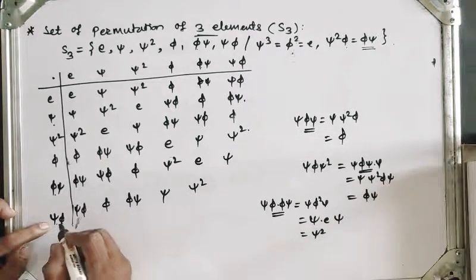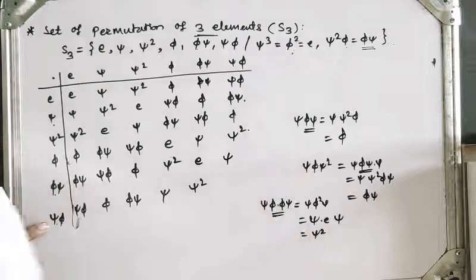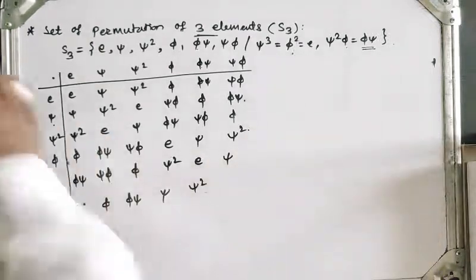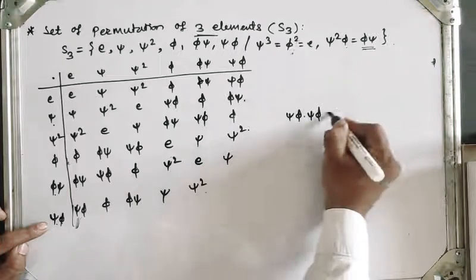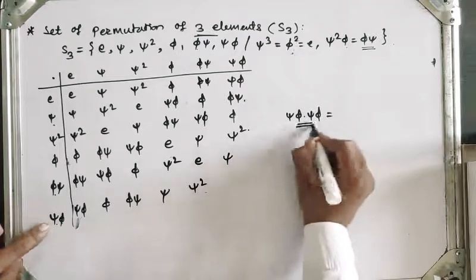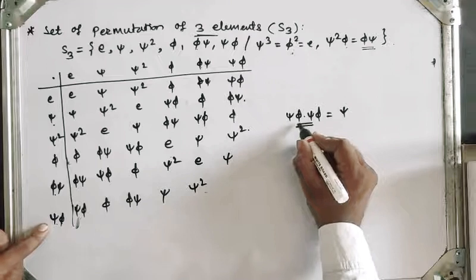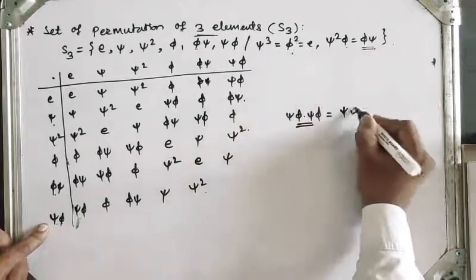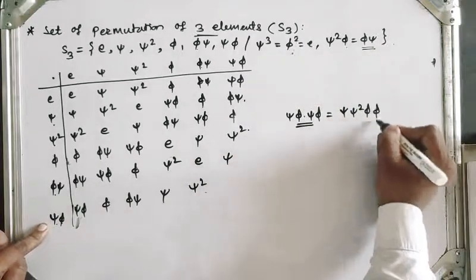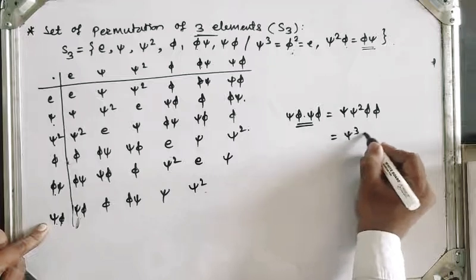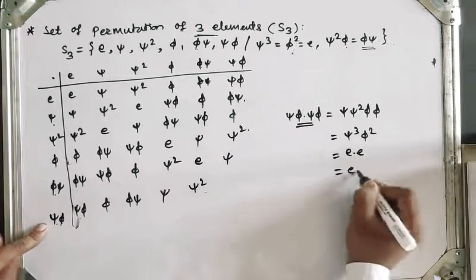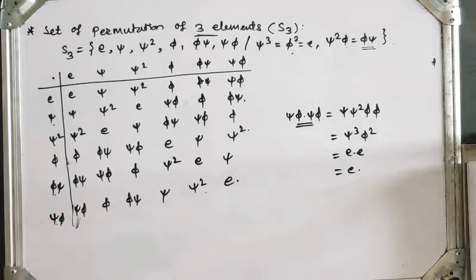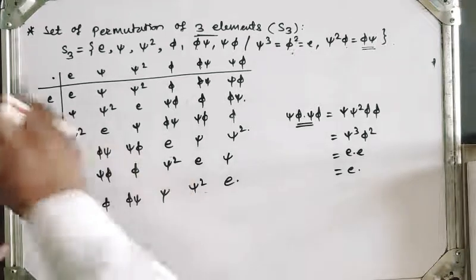And last psi phi into psi phi, which is equal to, I will combine these two elements, so I get psi. So what is phi psi? Phi psi is psi square phi into phi, so psi cube phi square, psi cube is identity, phi square is identity, which is identity.